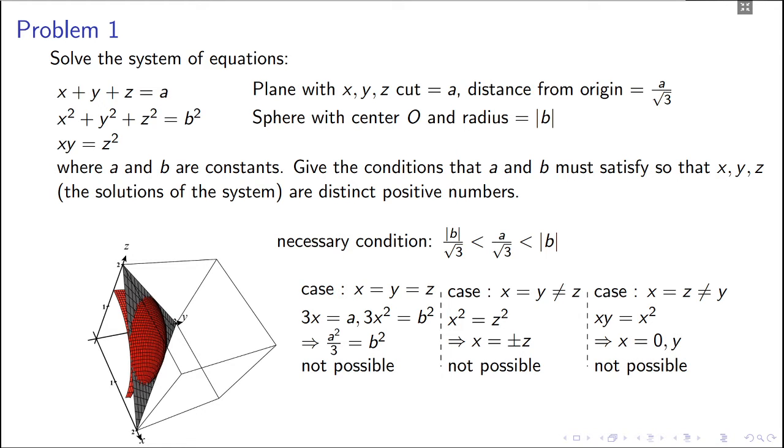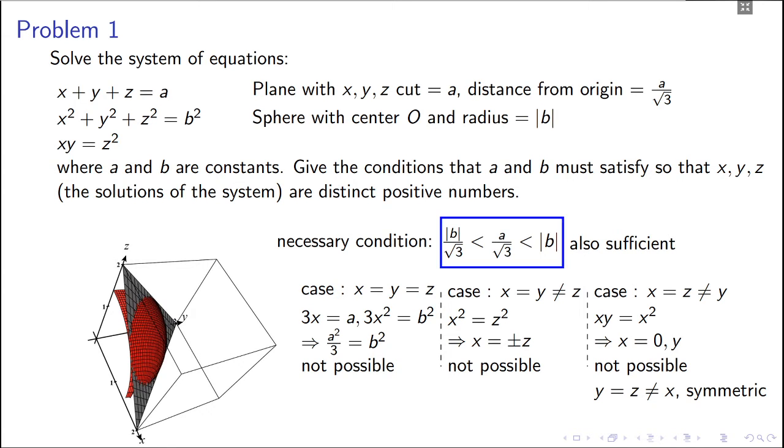And again, if you look at the symmetric case where y equal to z and not equal to x, then again you'll get the same thing, y equal to x or y equal to 0. So all this is not possible. That means x, y, z are all distinct. So as long as this condition holds, x, y, z have to be all distinct. So this case is also sufficient. So this is your required condition. Okay.